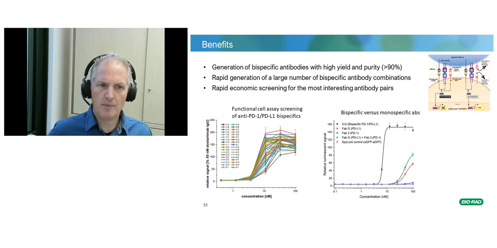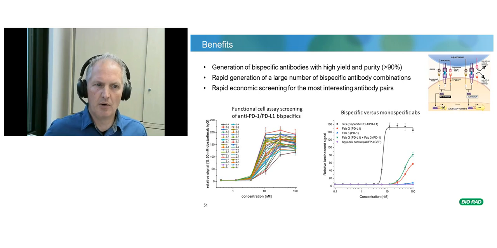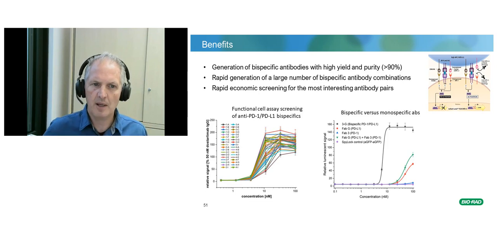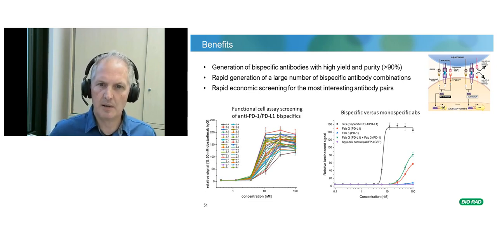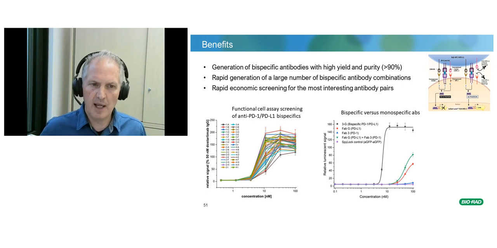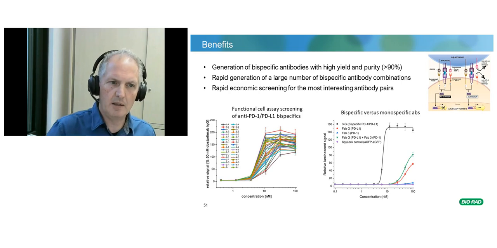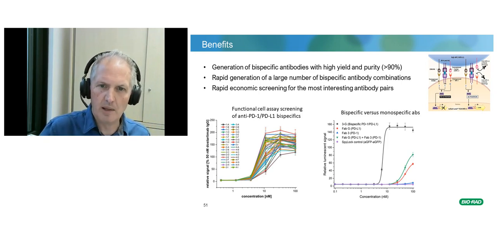We chose 4 anti-PD-1 antibodies and 9 anti-PD-L1 antibodies. So we formed 36 different bispecific antibodies and tested these in a functional cell assay. Basically, PD-1 and PD-L1 interact with each other, and PD-L1 inhibits the immune system. So it's an important target for cancer immunotherapy.